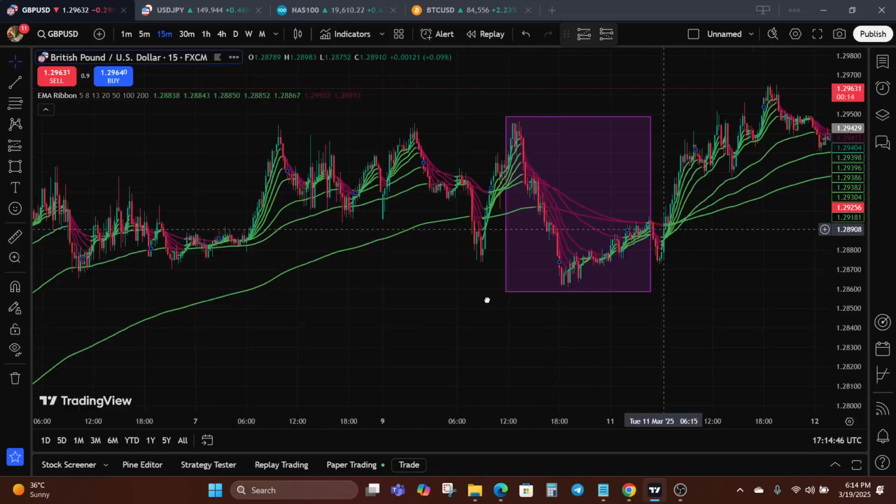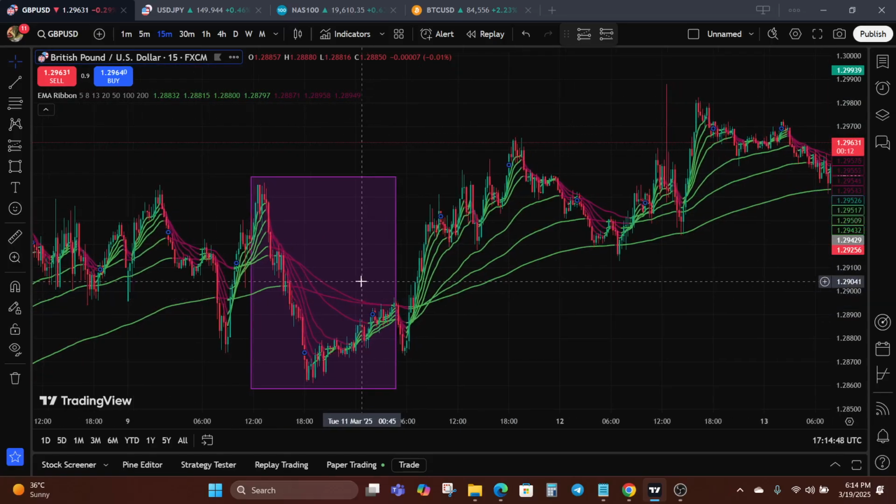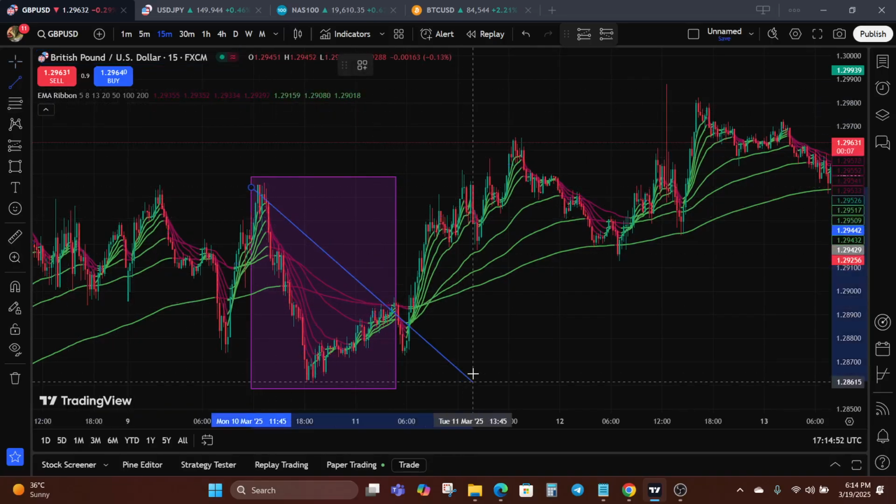Also, you can use this indicator for confirming trend reversals. When price breaks through the EMA ribbon, like what we can see happen around here.